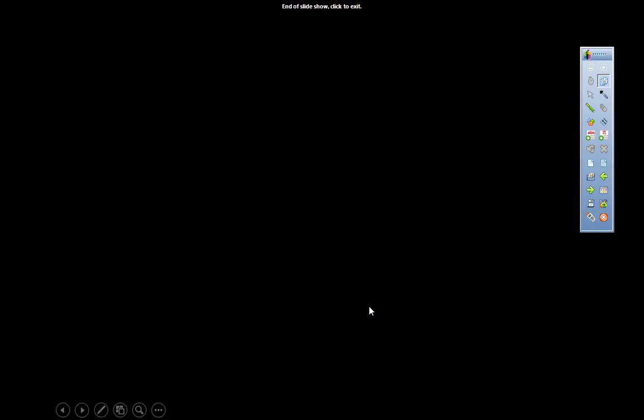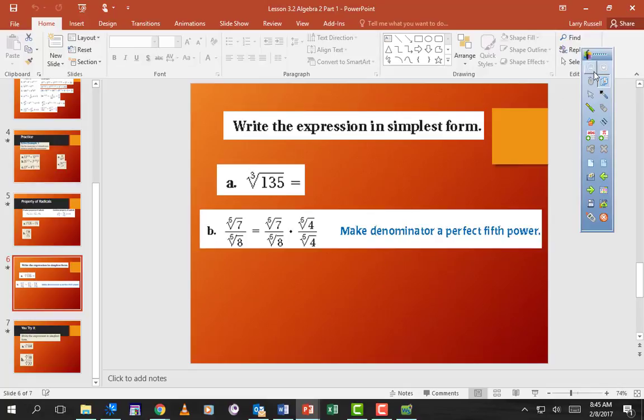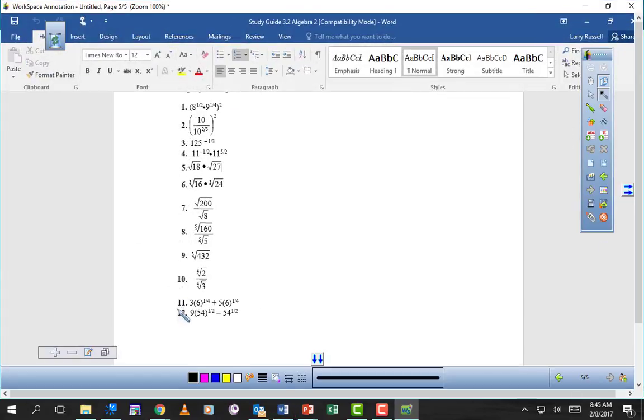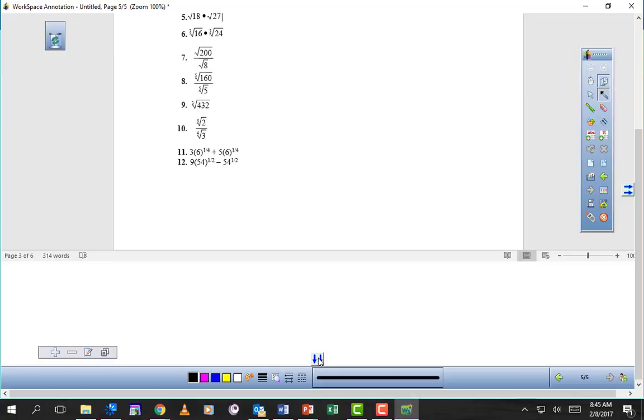Okay, so what I want to do now is let's go to our study guide for a little bit and do a couple of those problems. So yesterday, I think we just wrapped up number 10. We're just finishing number 10. Okay, so now let's talk briefly about numbers 11 and 12. Do you see this here?